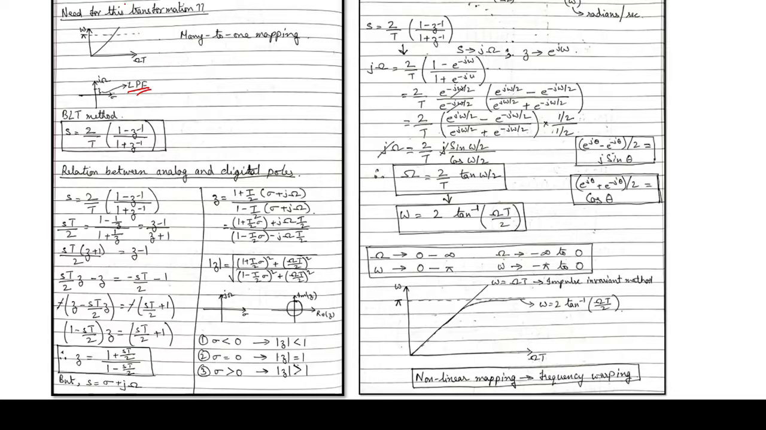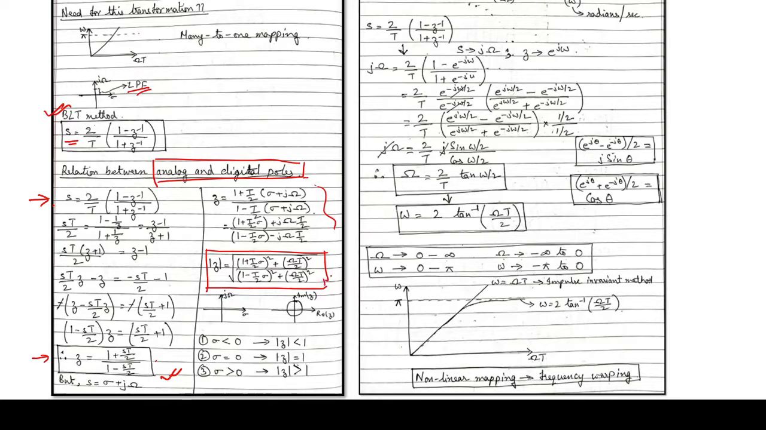So in this method, it is said that s needs to be transformed with this equation: s = 2/T multiplied by (1 - z^-1) divided by (1 + z^-1). Okay. Now, if we take this equation and try to find the relationship between the analog and the digital poles, after a lot of deliberation, we take z on the left hand side and bring all the s on the right hand side, and again put s = sigma + j omega, and doing all these things, we get to this equation for modulus of z.